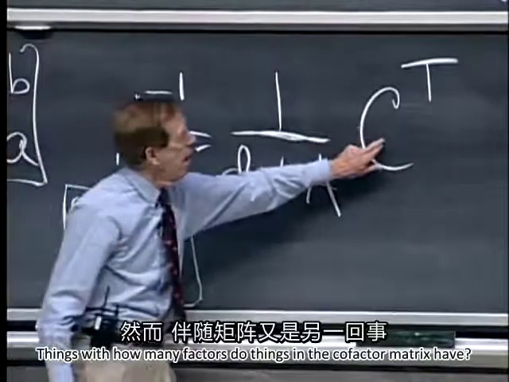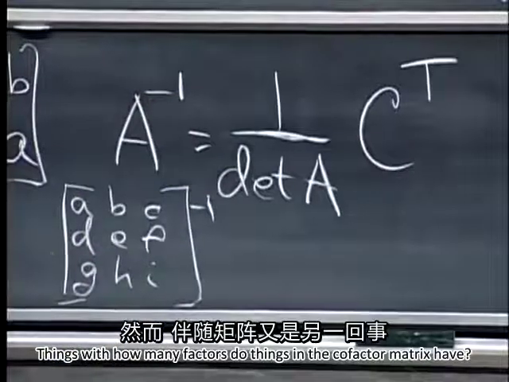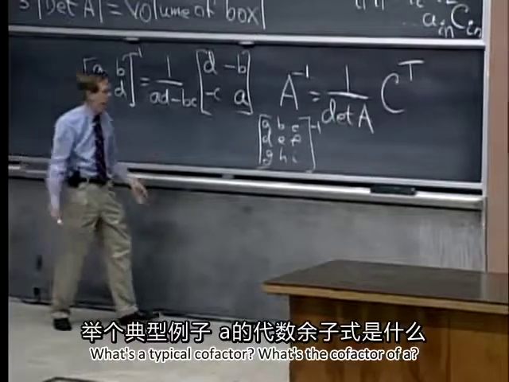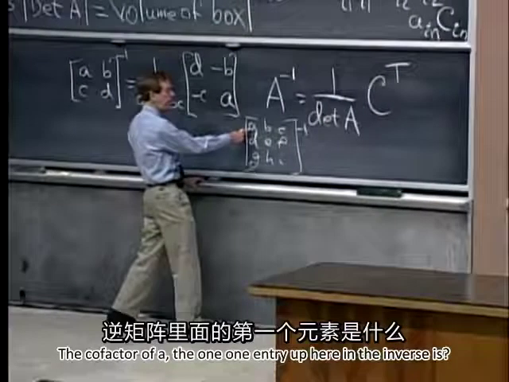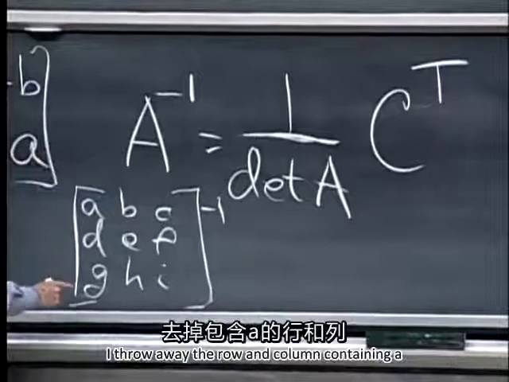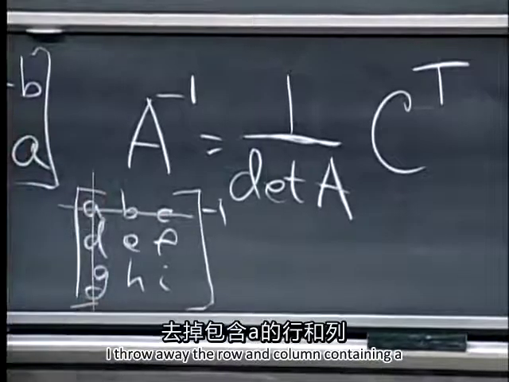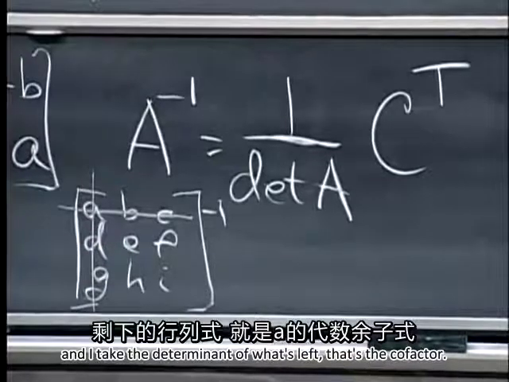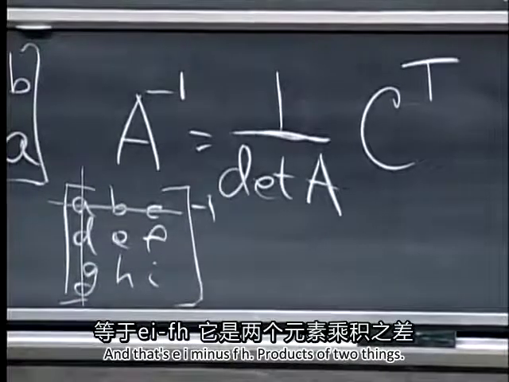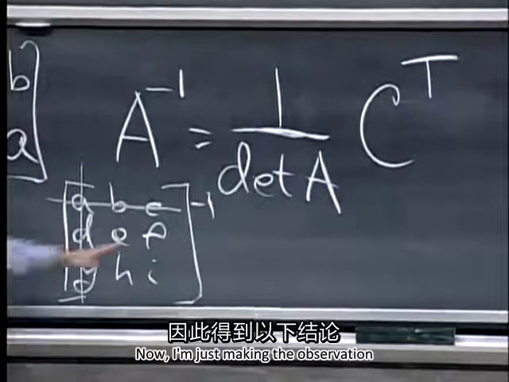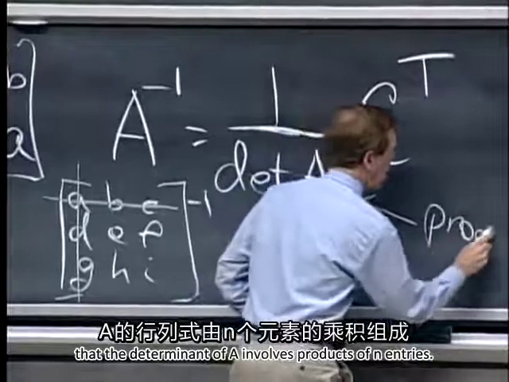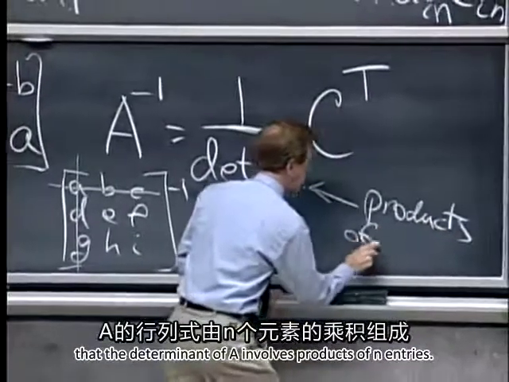Things with how many factors do things in the cofactor matrix have? What's a typical cofactor? What's the cofactor of A? The cofactor of A, the 1, 1 entry up here in the inverse, is, I throw away the row and column containing A, and I take the determinant of what's left. That's the cofactor. And that's EI minus FH, products of 2 things. I'm just making the observation that the determinant of A involves products of n entries.